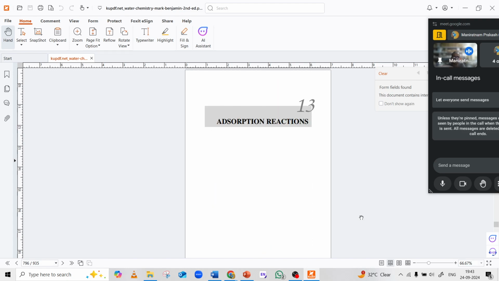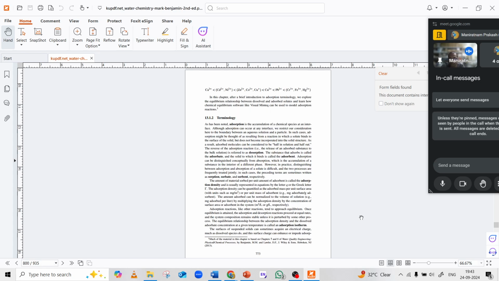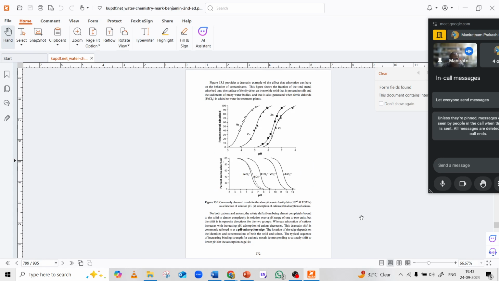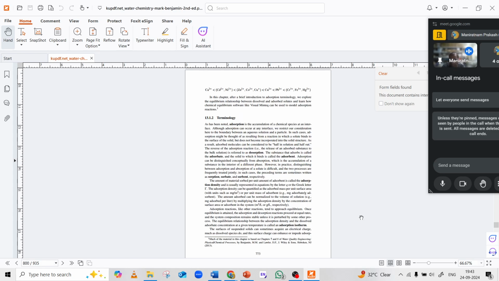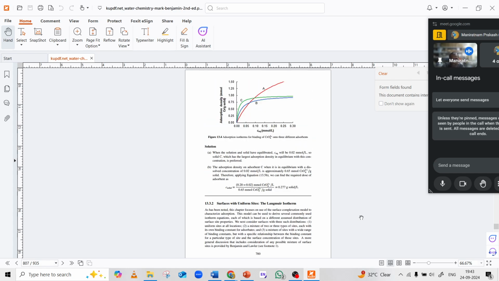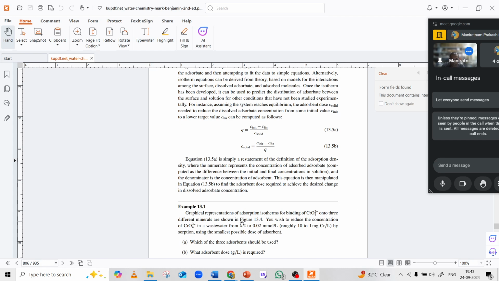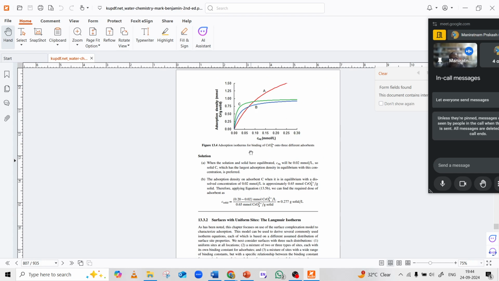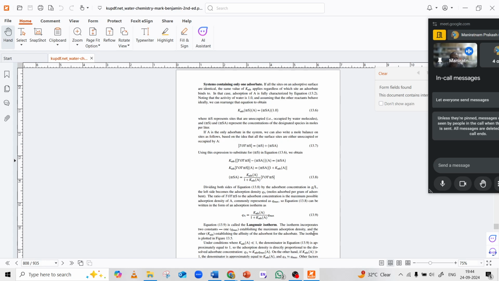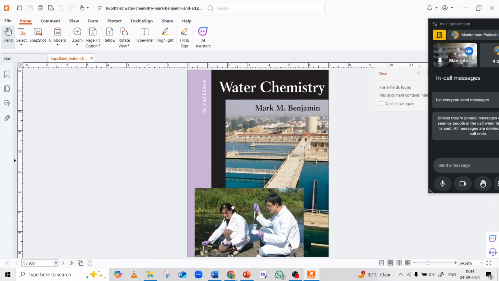This chapter is on adsorption reactions. If you are interested in environmental engineering, I will request you to go through this book. They have explained the real-life applications of adsorption, with examples of how people are using it for removal of different kinds of elements, and they have also focused on the mechanism and the mathematical part. Here you can see an example for removal of chromium. Take a screenshot of this book. You can find it easily: just search on the internet for Water Chemistry by Mark M. Benjamin.